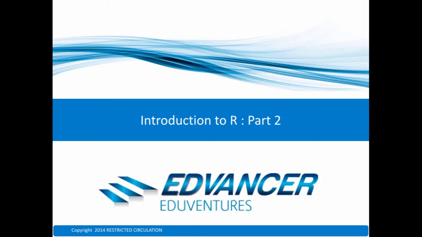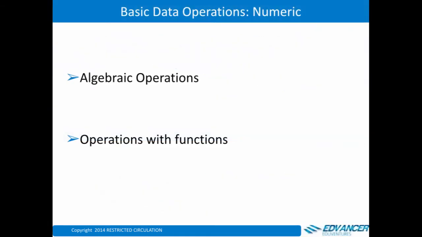In this video, we'll be going through the second part of Introduction to R. In the previous video, we talked about how to create R objects containing single data values. These data values were of three kinds: numeric, character, and logical. In this video, we are going to talk about how to do operations on those values.